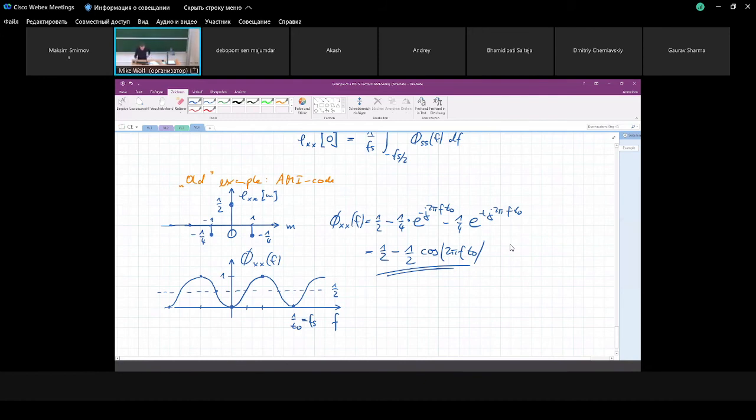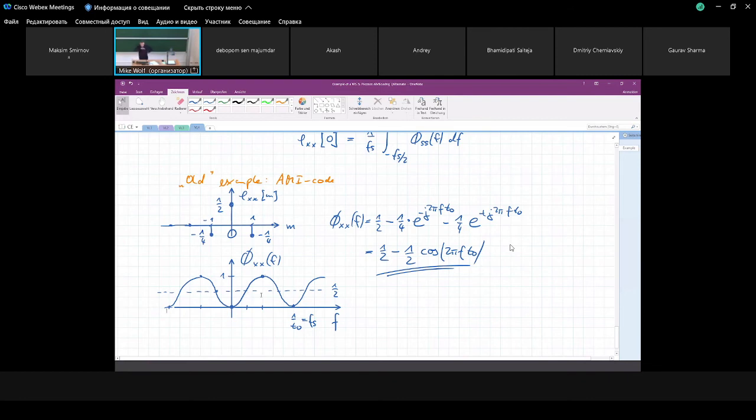And just to interpret this, now we see that by using this AMI code, even the continuous part of the spectrum is removed. This is the purpose of the AMI. There's no problem in the real world, let's say transmission problems or so. If you would have a direct delta pulse, let's say, if it happens in some cases, you have a DC component in the signal. But the interesting thing is we don't have any continuous part here in the spectrum.